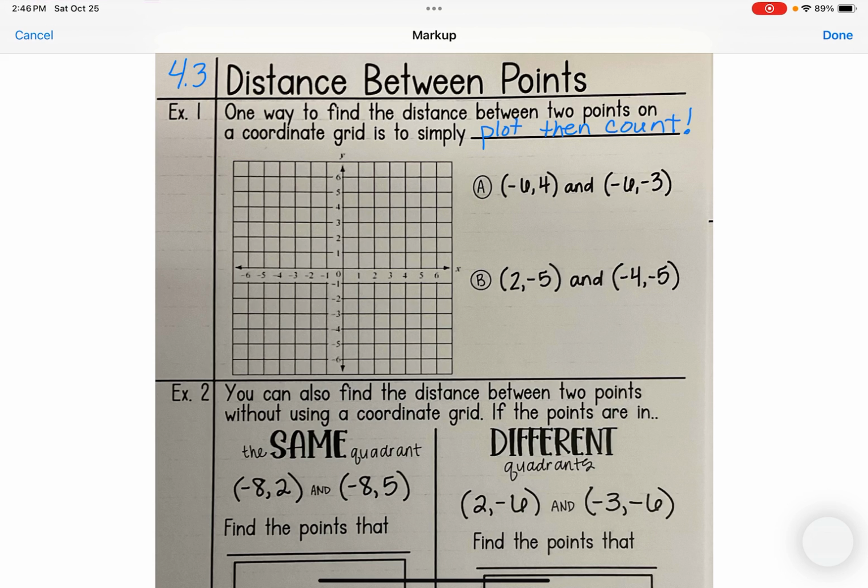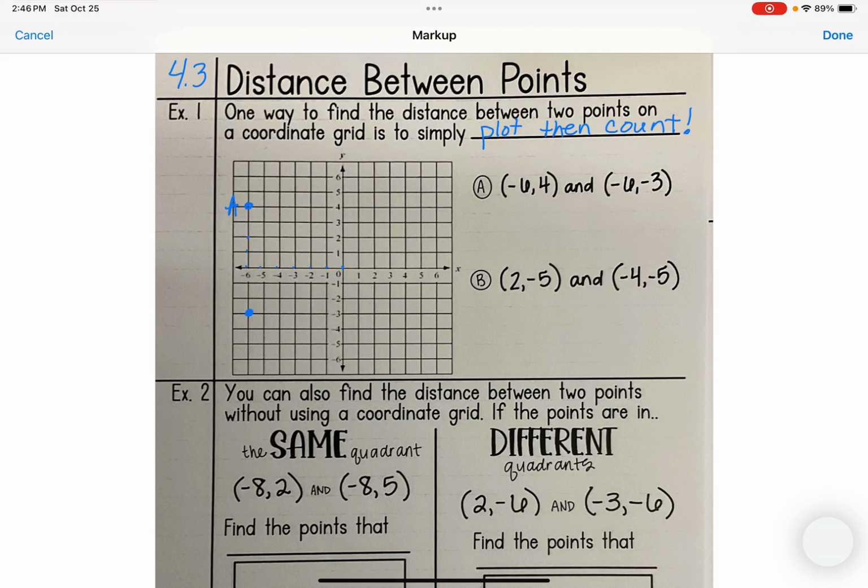A, -6, 4. So by now we know when it's negative, I go to the left for my x point, and for the y is positive, so I'm going up. So I'm going to start at my origin, 0, 0, and I'm going to go left 1, 2, 3, 4, 5, 6, and then I'm going up 4. 1, 2, 3, 4, and I'll plot my point right there, A. Okay, now I'm going to plot -6, -3. So I go back over to -6, but this time I go down to -3 right here.